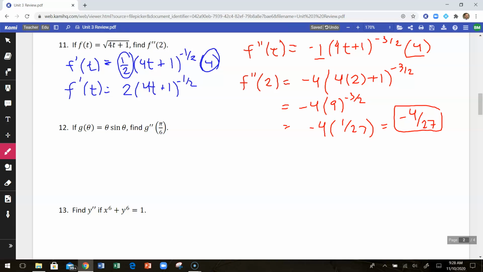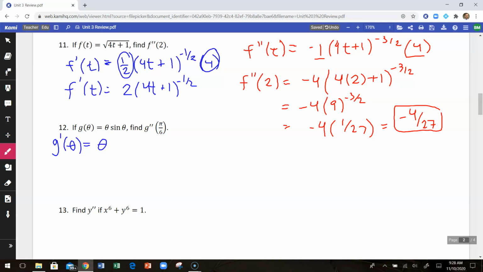Number 12, essentially the same direction here. We're going to find the second derivative, and then we're going to plug in pi over 6. So the first derivative, g prime of theta. Now I actually have a product here. I have theta times sine theta. So I'm going to use the product rule.